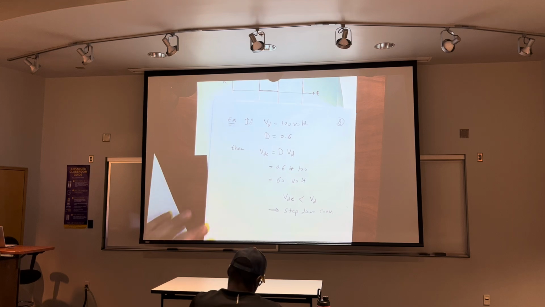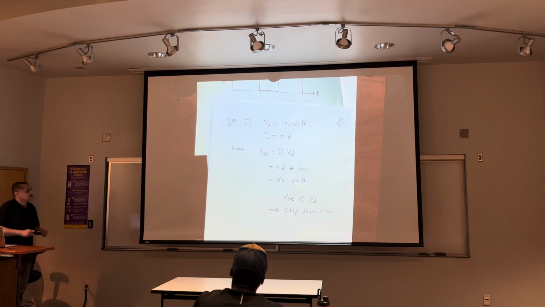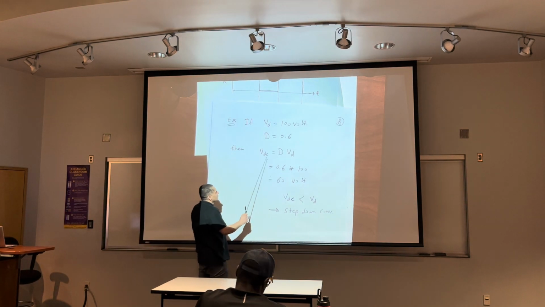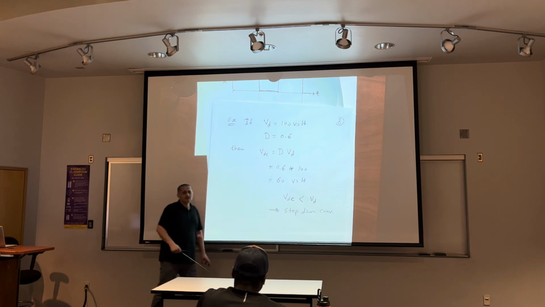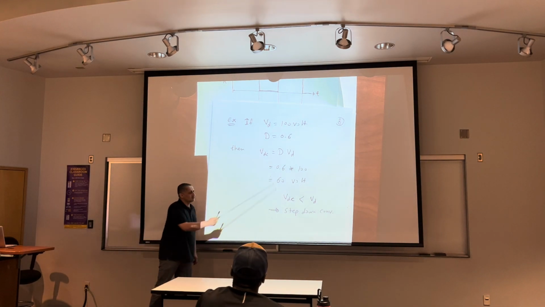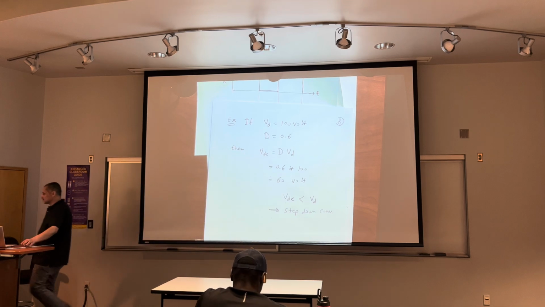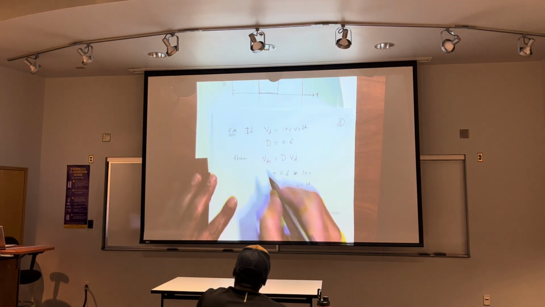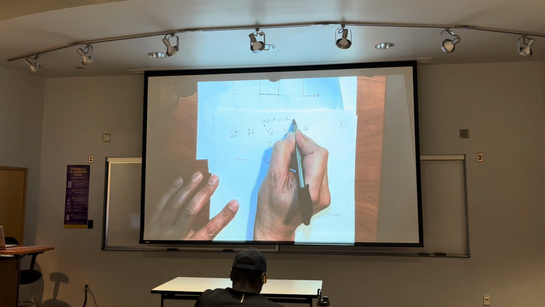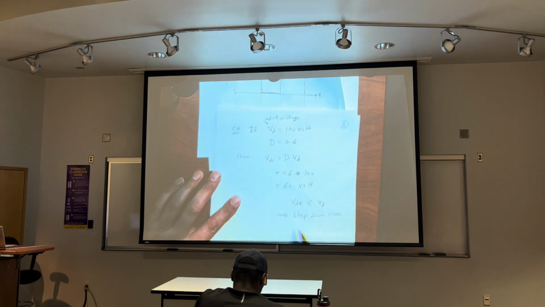This is a step down converter. VD is the input, 100 volt. VDC for VD, the output voltage is 60, so this is input, and this is out.